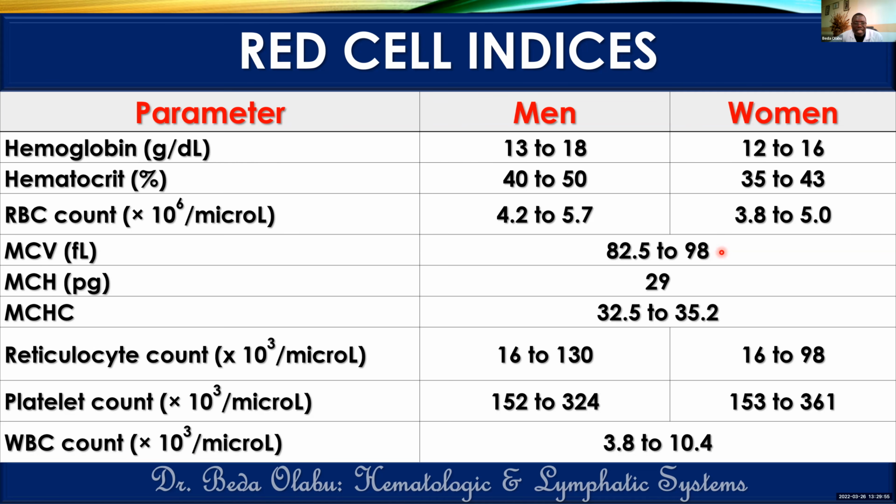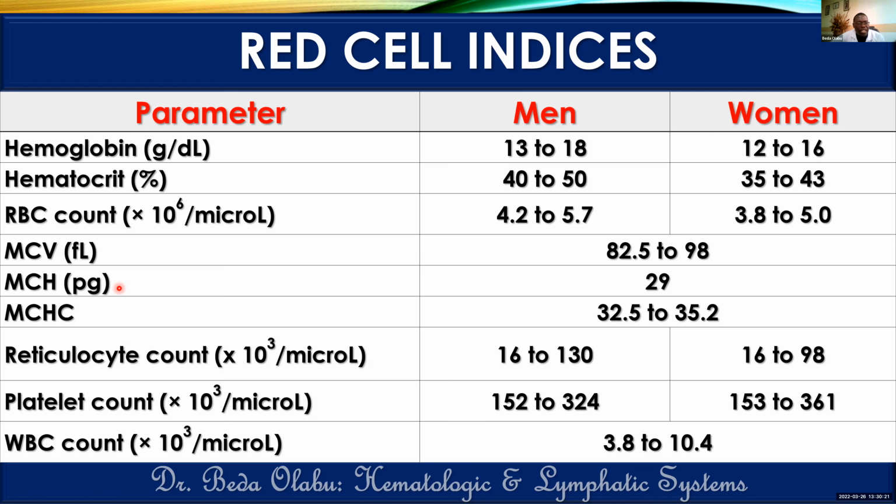If the red blood cells are smaller than this one, then we say the cells are microcytic. And if the red blood cells are larger than this one, then we say the cells are macrocytic. If they are within this range, then we say the cells are normocytic.